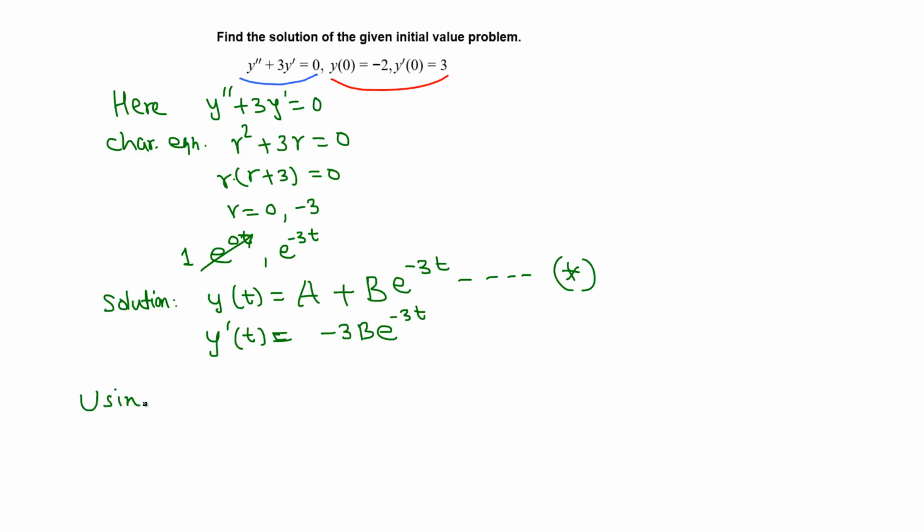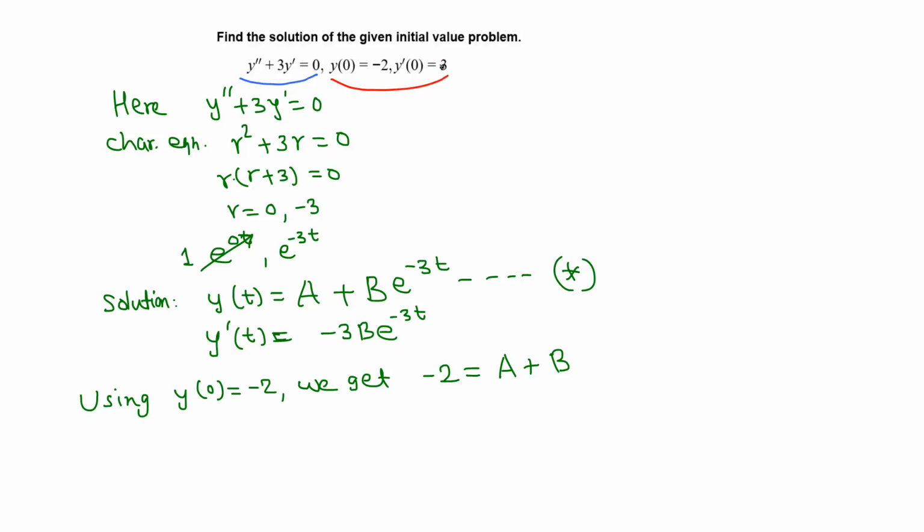Now using the first initial condition, y at 0 equals negative 2. We get y is negative 2 when t is 0. So a, there is no t, plus b times e raised to 0, because negative 3 times 0 is 0. e raised to 0 is 1, so b. So negative 2 equals a plus b.